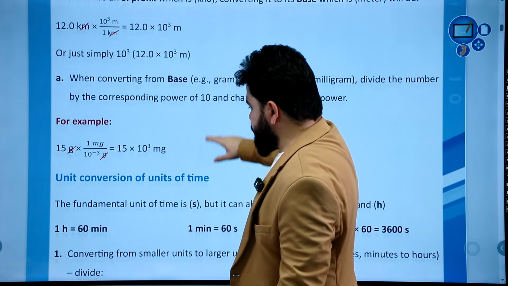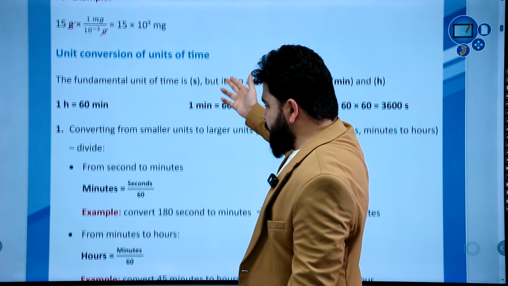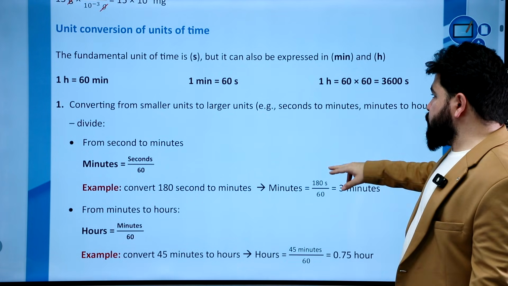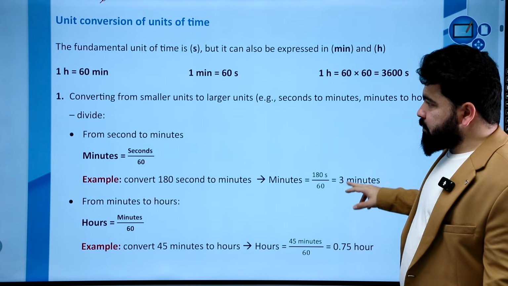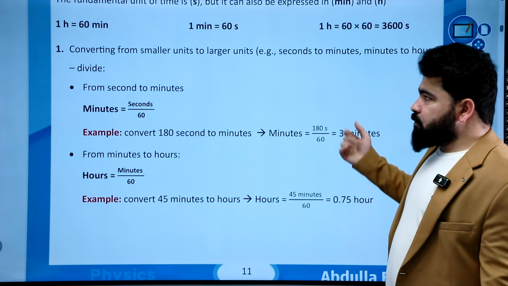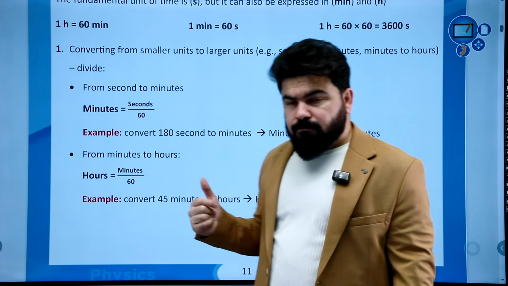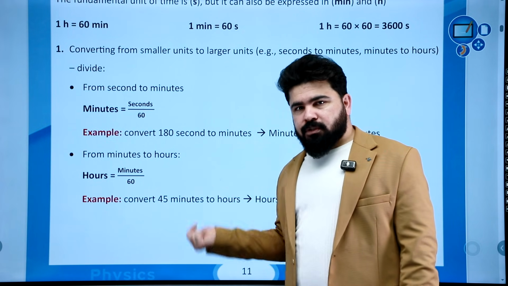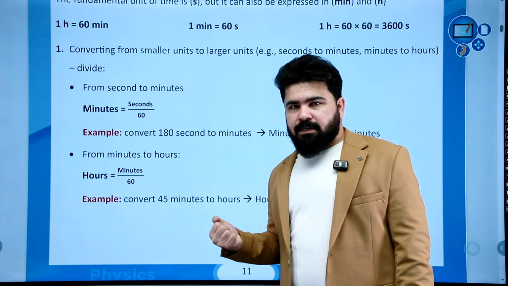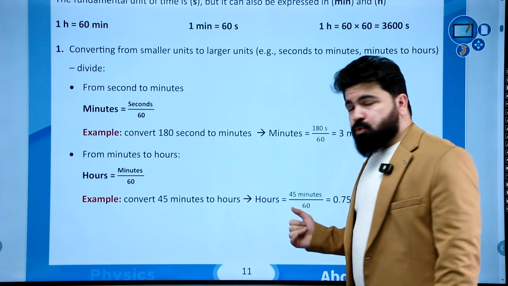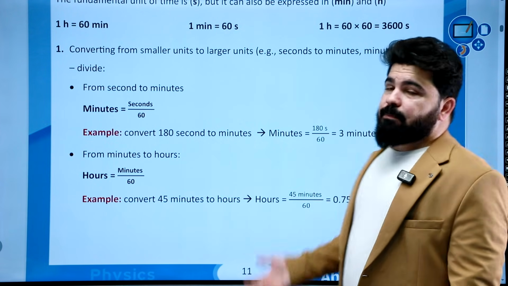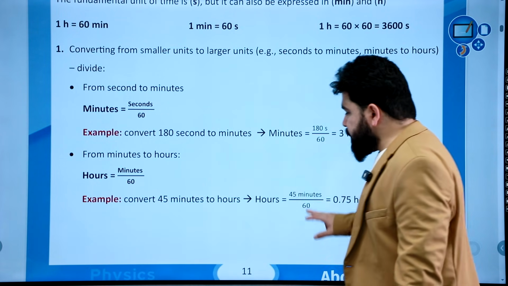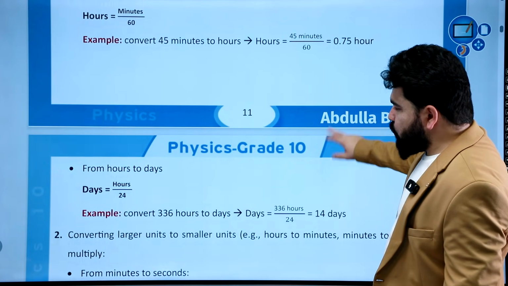And for units of time, 1 hour is equal to 60 minutes, 1 minute is equal to 60 seconds, and 1 hour is equal to 60 multiplied by 60, which is 3,600 seconds. If you change large units to small units, you multiply. For example, 1 hour changed to seconds, you multiply by 60 and multiply by 60 again. But if you change small ones to big ones, you have to divide. For example, you have 1,000 minutes, change it to hours, you divide it by 60.